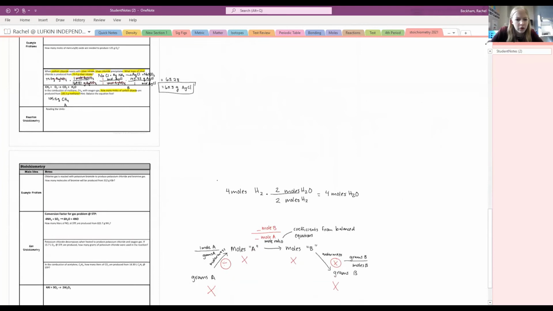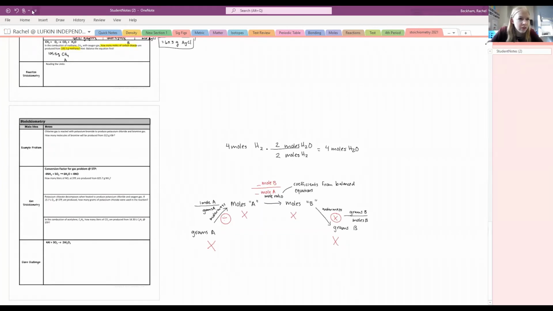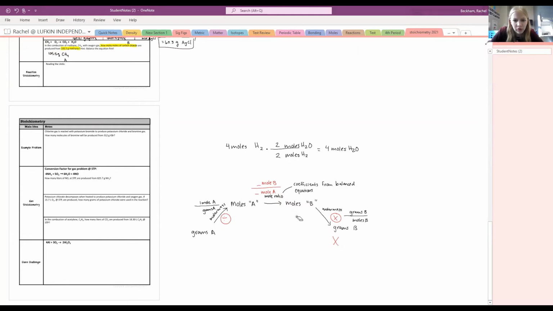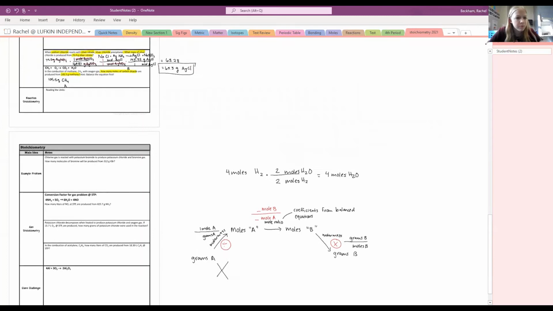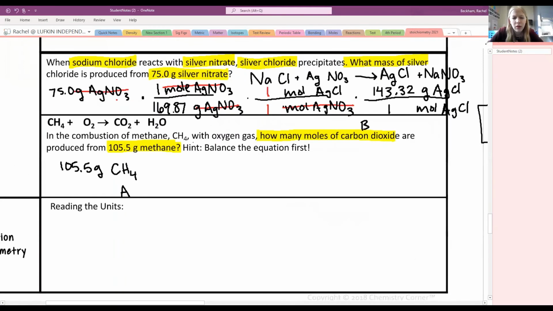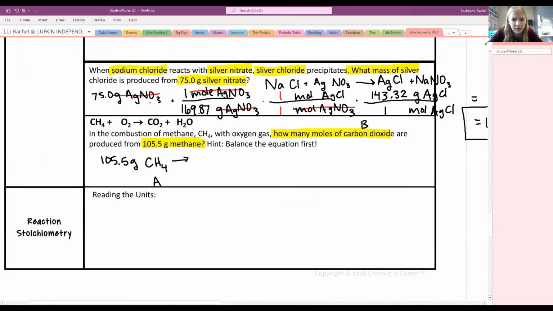You're either starting on grams of A or moles of A, because A is whatever you're starting with, whatever chemical you're starting with. In our situation, we are starting right here, X marks the spot, on grams of A, and we are trying to get all the way over to moles of B, moles of a different substance.